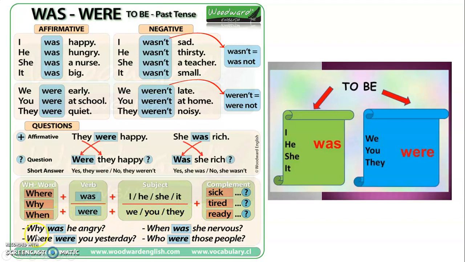So as you can see here, you have some examples of WH question. Why was he angry? Where were you yesterday? When was she nervous? Who were those people?